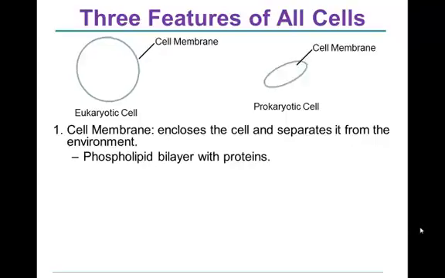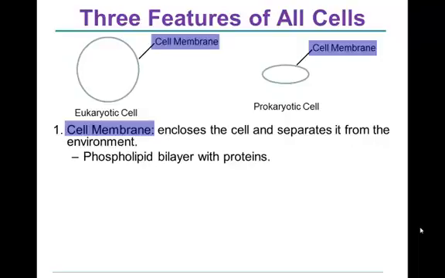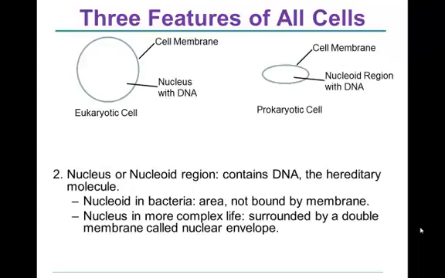A second feature that all cells have is a nucleus or a nucleoid region. Although these have different names and they are slightly different, what they do have in common is DNA. DNA, of course, is the genetic material. It contains the hereditary information for a particular species.